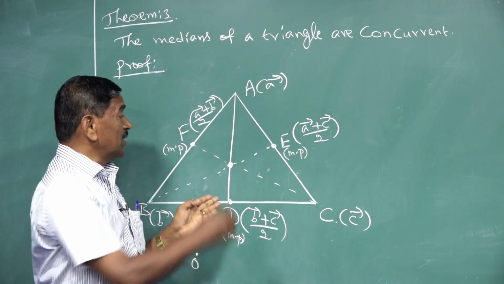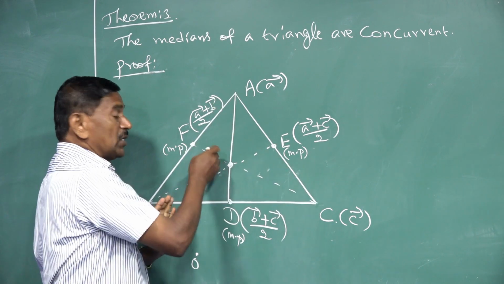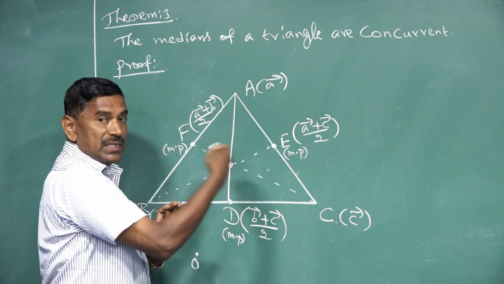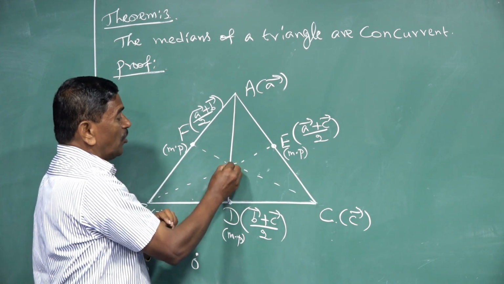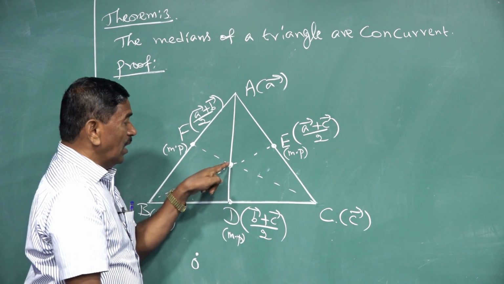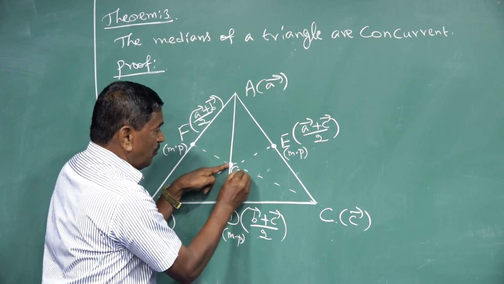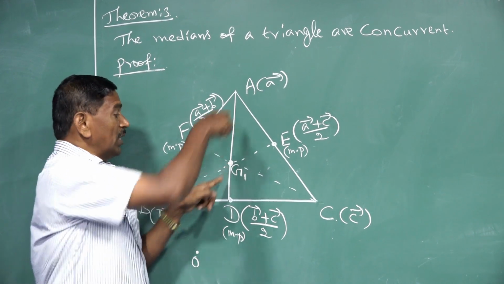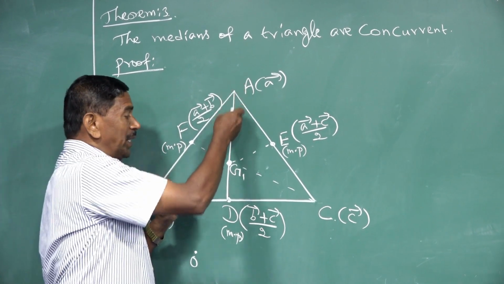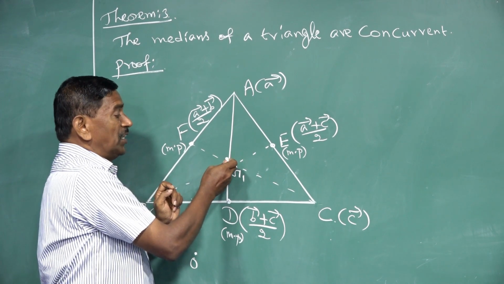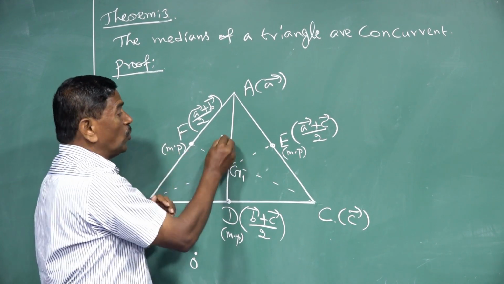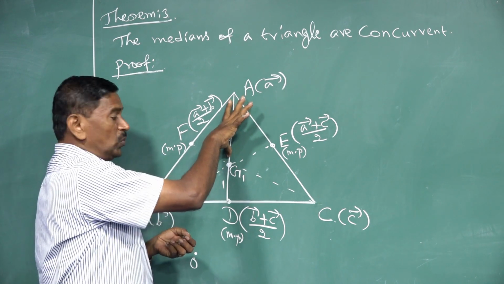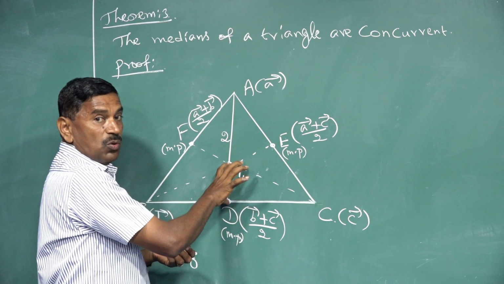Now, we know that medians meet in the ratio 2:1. Which means, now listen to the theory portion, let G1 be a point on AD which divides it internally in the ratio 2:1, where AG1 is equal to 2 and G1D is equal to 1.